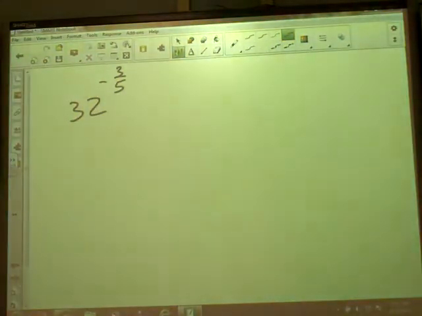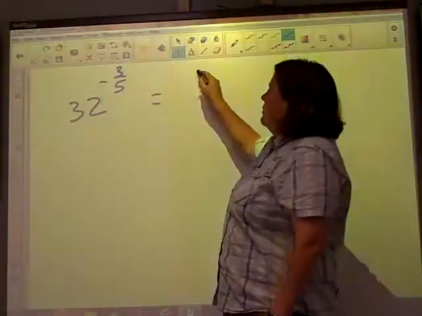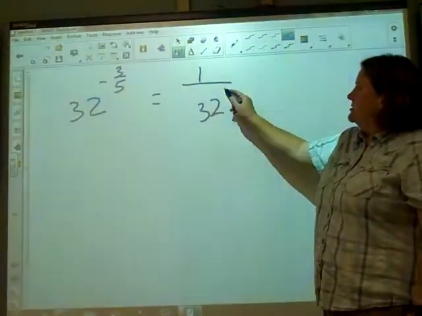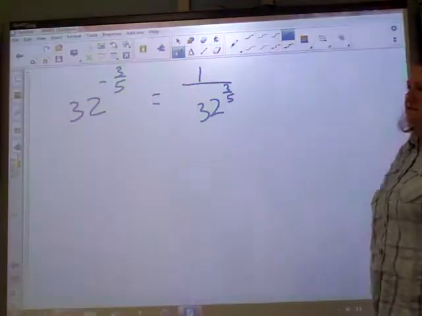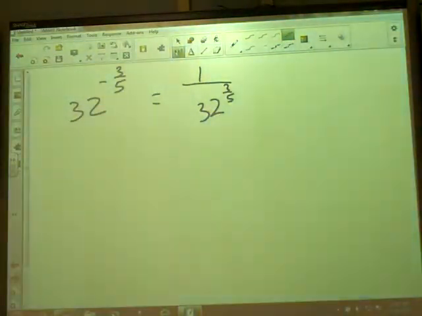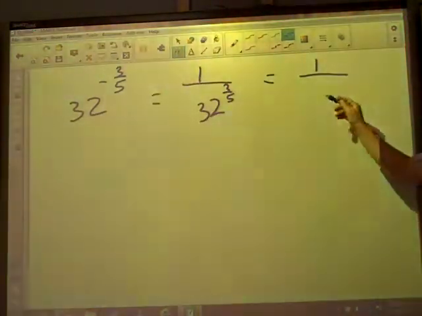Anytime you have a negative exponent, you take your stuff and you put it on the bottom of a fraction and it becomes positive. So this would be the same as 1 over 32 to the positive 3/5. Okay? Negative power, we put the number on bottom and make it positive. Y'all are missing this. Now, power over root, this is going to be something we can simplify.